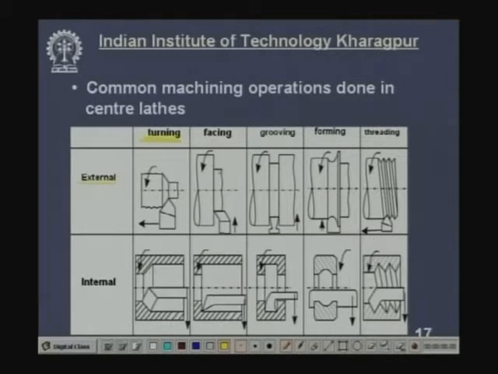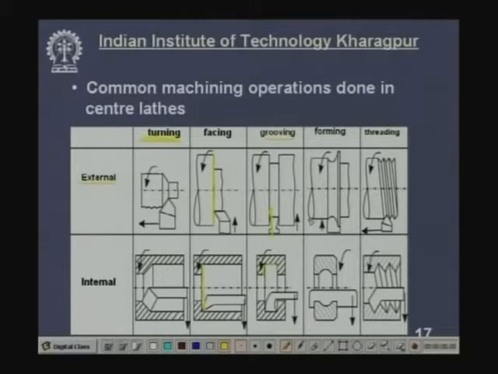Now, facing, this surface is getting produced, a flat surface. So, the job rotates and the tool moves. This is internal facing, this surface is getting faced. Then grooving, we produce a groove, this is a cylindrical surface. By moving the tool inside radially like this, feed motion, and the job rotates, cutting motion, we get this groove, and this is an internal groove produced in a cylindrical surface.